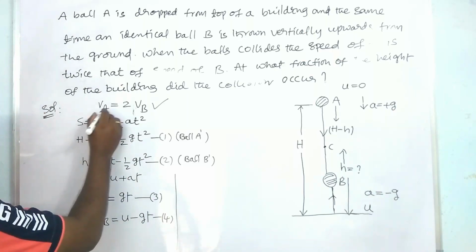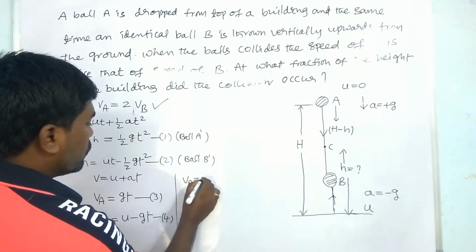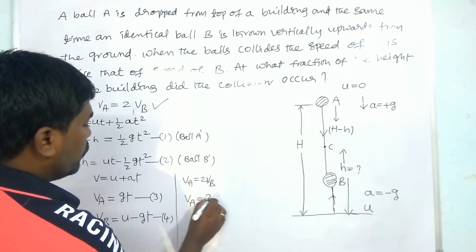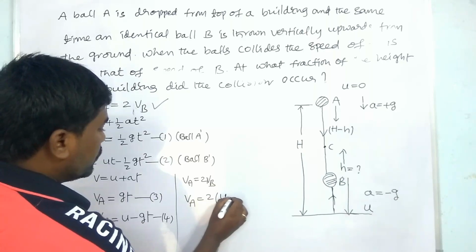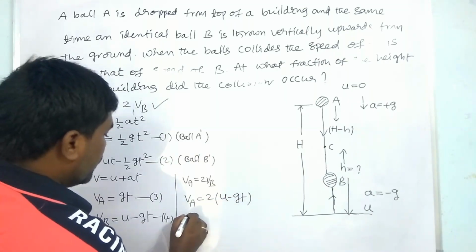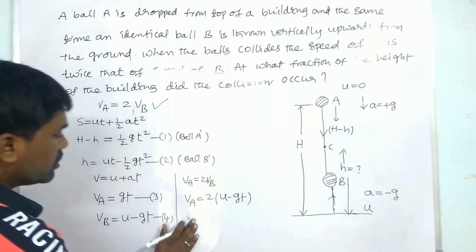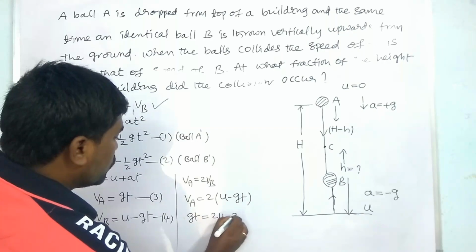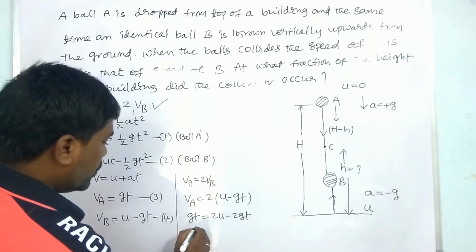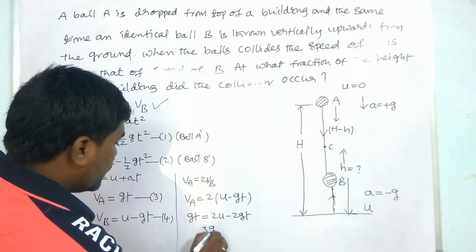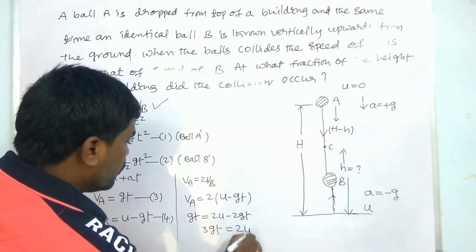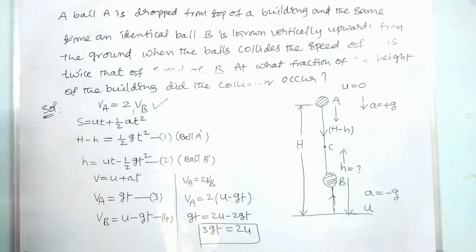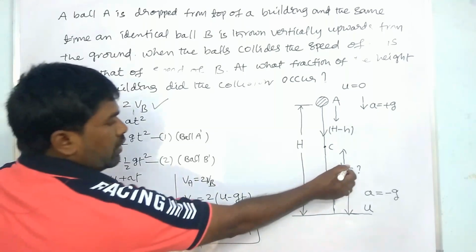So from the given data, VA is equal to VB. You can write that VA is equal to VB, which is U minus GT. VA is equal to 2U minus 2GT. So minus GT comes to this side, then 3GT is equal to 2U. 2U is equal to 3GT. Let it be, keep this. Okay. And now we have to find the height, small h.